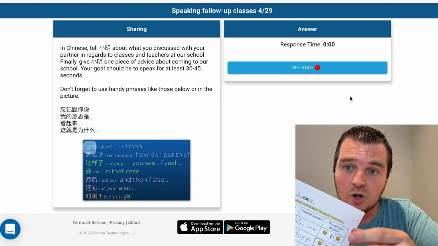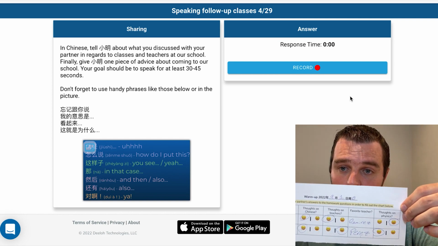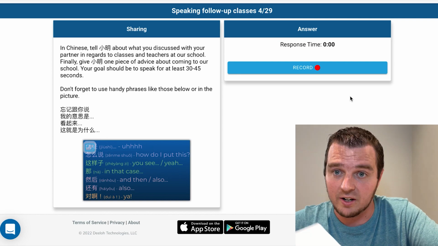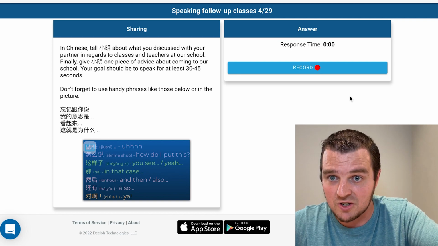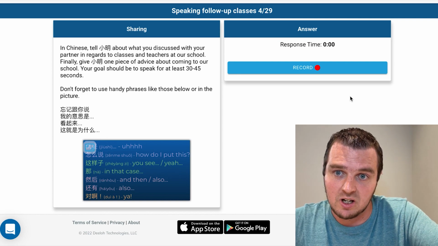You'll notice there's no target language. This is all in English. There's no target language for students to just parrot back on Extempore. They have to show, oh, I understand what this is saying and I can produce that language in Chinese.